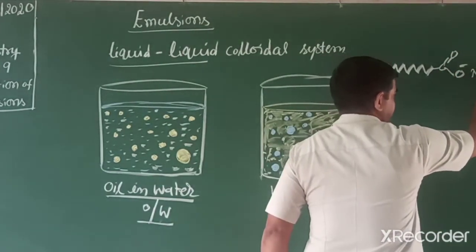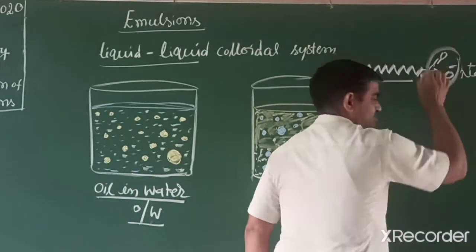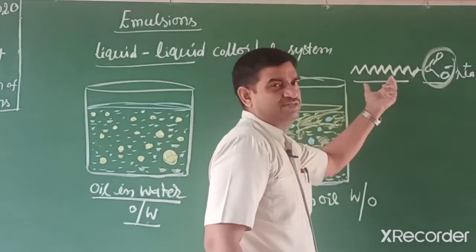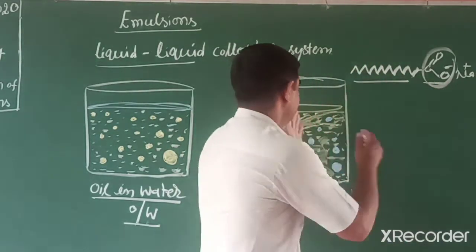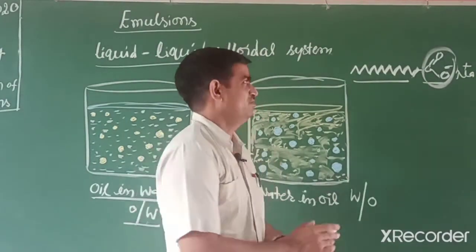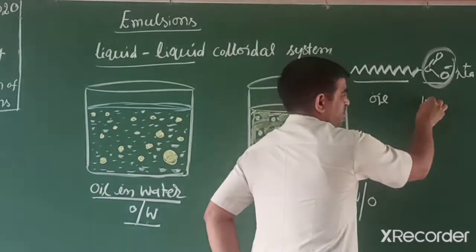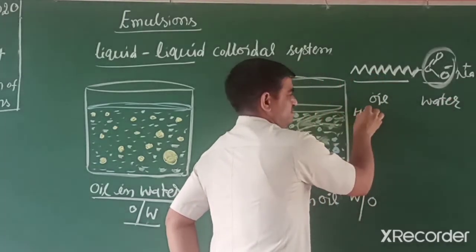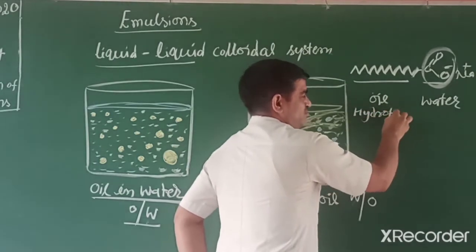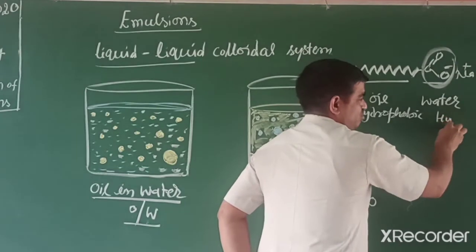We already discussed this in soap. So this portion is the head and this the tail. So hydrophobic and hydrophilic, easily soluble, because this portion is soluble in oil and this portion is soluble in water. Hydrophobic end, and this hydrophilic.